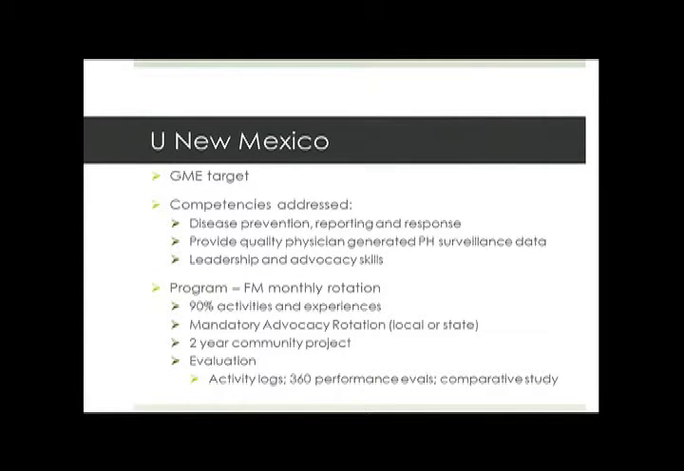The University of New Mexico's approach that was shared was largely based on what they're doing with house staff. There's a mandatory rotation for family medicine residents that relate to public health and advocacy. Those are the competencies that are addressed, and they include some very core public health competencies that relate to disease surveillance, reporting, leadership, and advocacy.